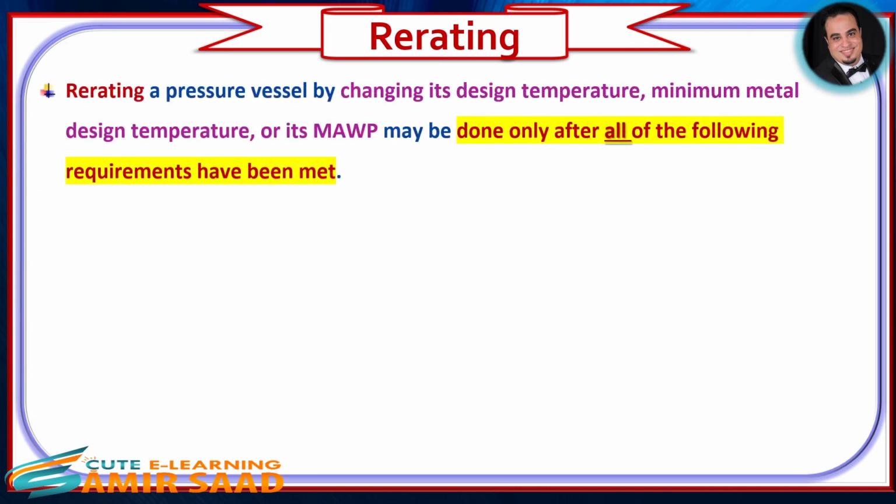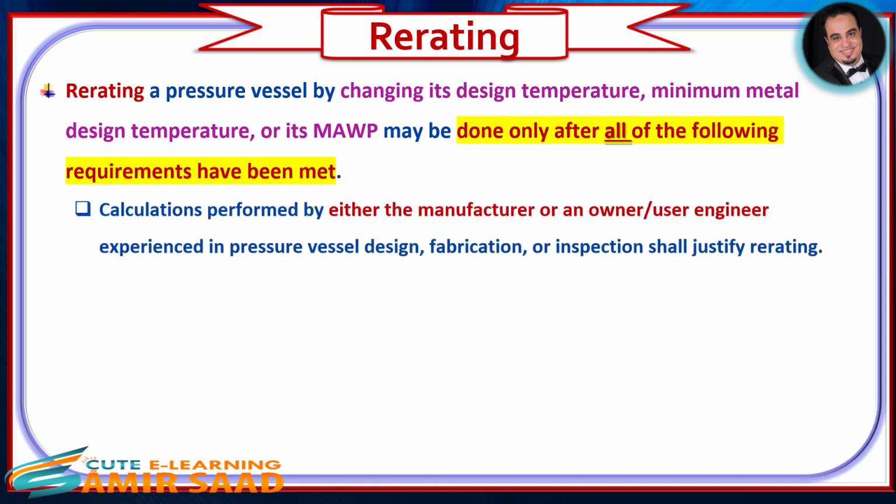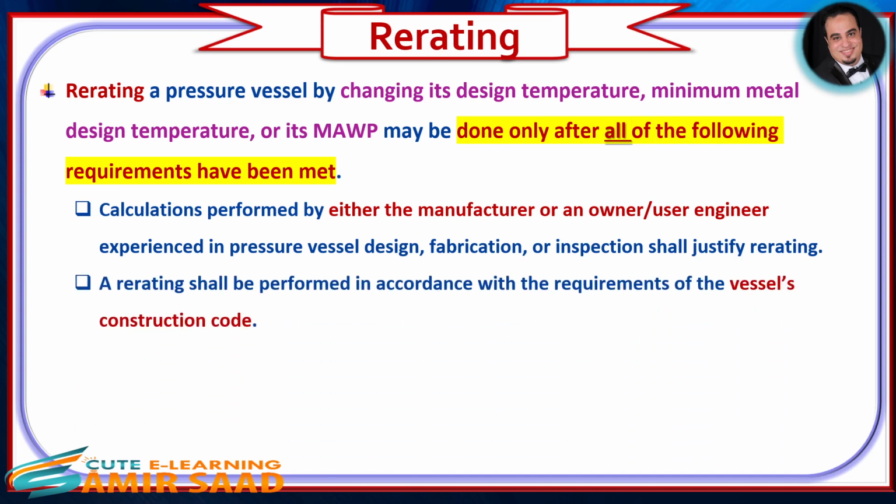Rerating. Rerating a pressure vessel by changing its design temperature, minimum metal design temperature, or its MAWP may be done only after all of the following requirements have been met. Calculations performed by either the manufacturer or an owner-user engineer experienced in pressure vessel design, fabrication, or inspection shall justify rerating. A rerating shall be performed in accordance with the requirements of the vessel's construction code.